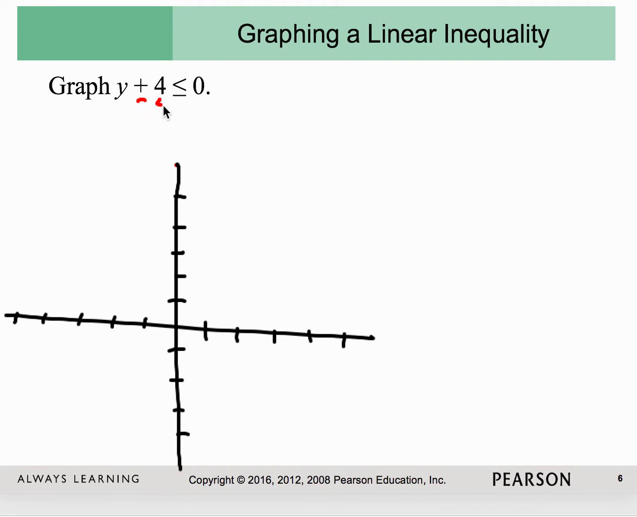So it's either a horizontal or a vertical line. That's what I know by it being special, right? So Y is less than or equal to negative 4. Here's where Y is negative 4. All right, so it's a horizontal line. It's going to be a solid line because it has the equal.